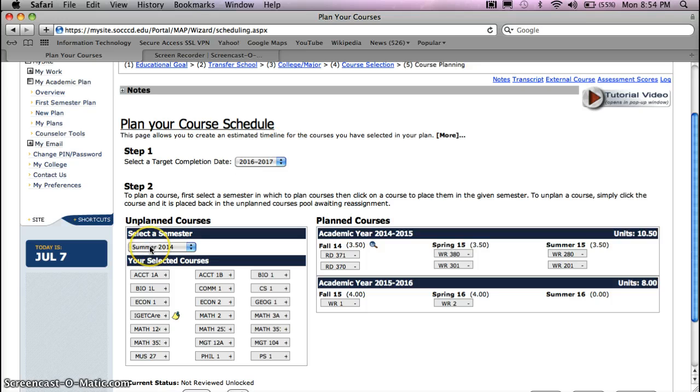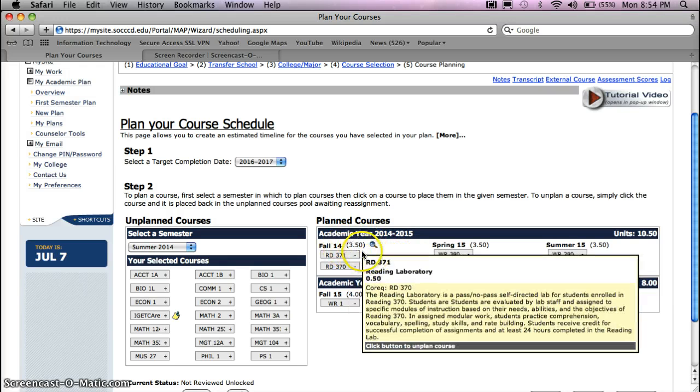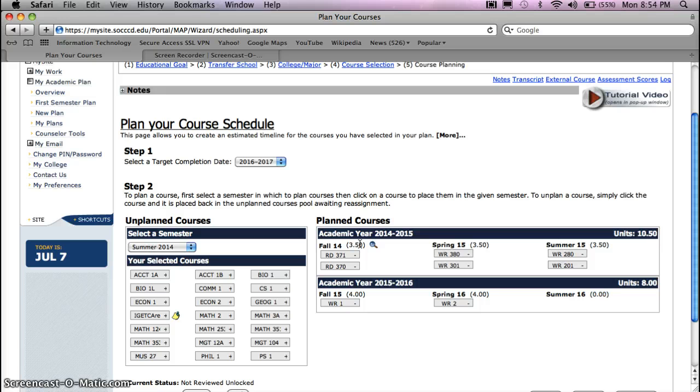Under select a semester, you would select the term under which you want that course applied. And then on the right here, plan courses. A couple things that you'll note here, it's broken down by the different years. You'll note that in parentheses is the number of units you have in that specific term.